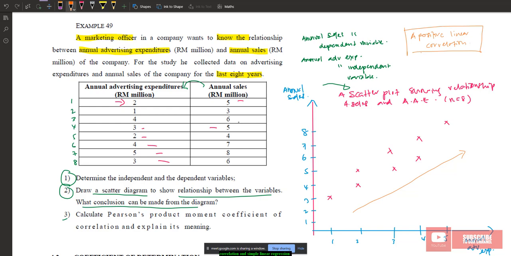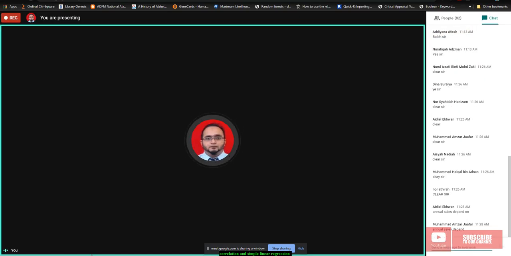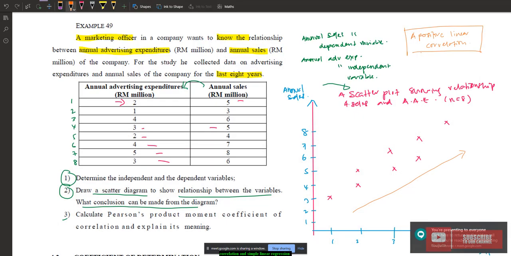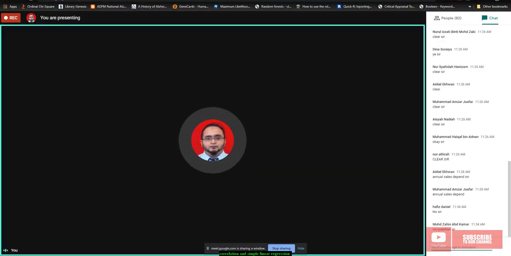So this is how we determine the relationship between two variables, right? So far, are you okay? Do you have any question on how to construct a scatter diagram and how to interpret the scatter diagram? Do you have any question? You can comment on the chat box.